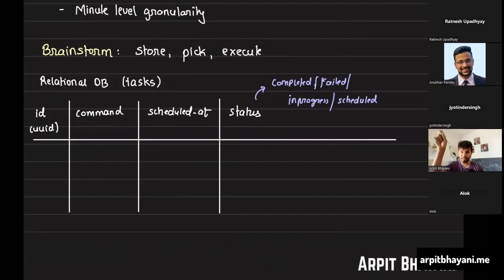We can keep it. But we still have to show the information that it failed or not. You may not be consuming it, but you still want to show your user that the task failed. Then definitely we need this column. So you say that we need the status column.